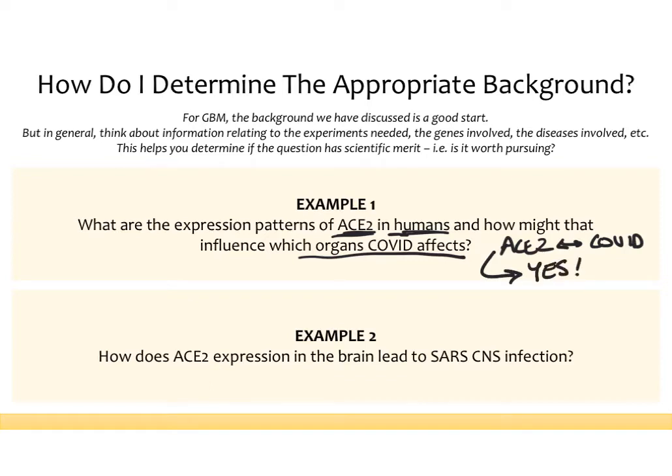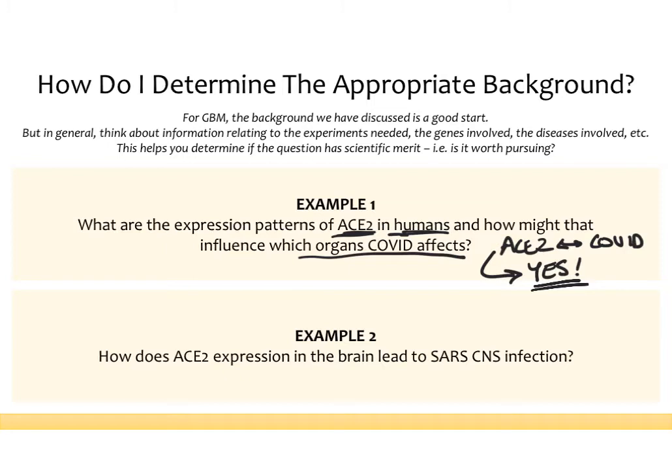It's been very definitively shown that ACE2 is one of the major receptors for COVID entry. And because this holds true, I can then go ahead and investigate my question of, well, what are the expression patterns of ACE2, and draw a conclusion: ACE2 is really high in the lungs, so maybe COVID affects the lungs very strongly.